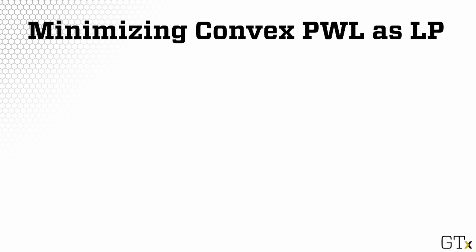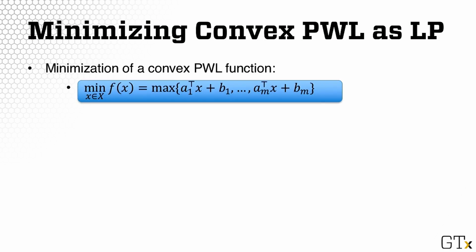Okay, so we introduced convex piecewise linear function. Remember, convex piecewise linear function f(x) can be written as a max of linear pieces. Each piece is a linear function of x. So what if we want to minimize that? We want to minimize f(x), which is given by this complicated form here, which is nonlinear with linear pieces.